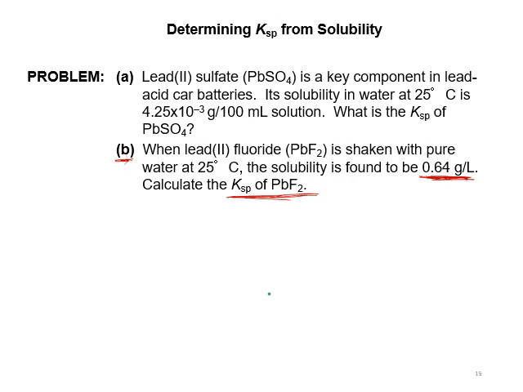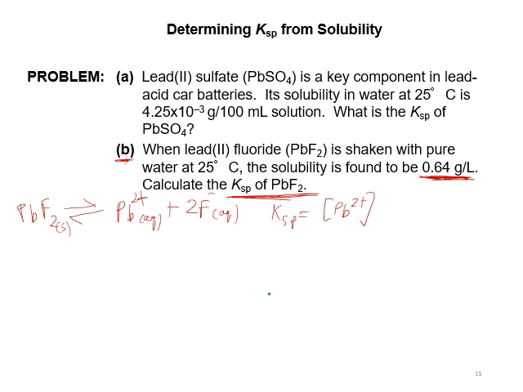If I need Ksp, let's first write down the expression for Ksp for this salt. PbF2, which is going to be a solid, will dissociate to produce Pb2+ ion and 2 fluoride ions. Now I know Ksp for this particular reaction is going to be the concentration of lead ion to the power of 1, times the concentration of fluoride squared, because my stoichiometric coefficient is 2. If I can figure out these values, this is going to give me my Ksp.